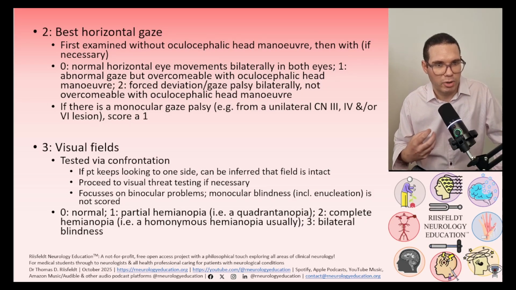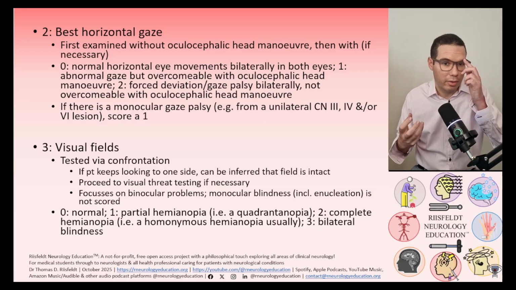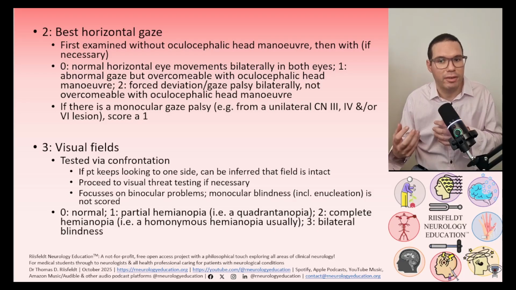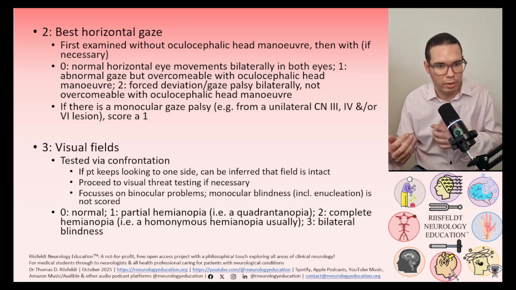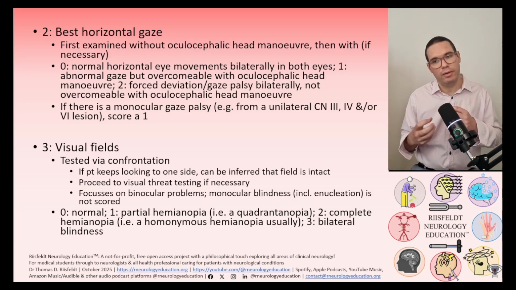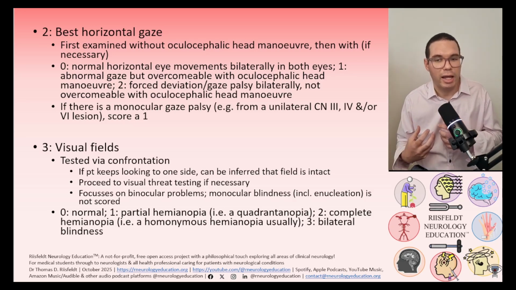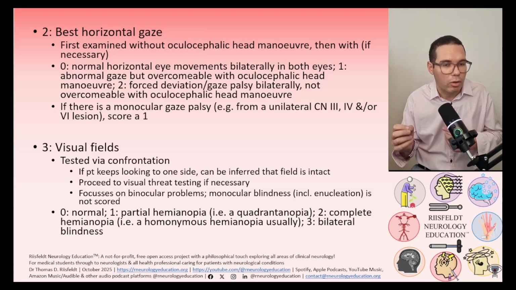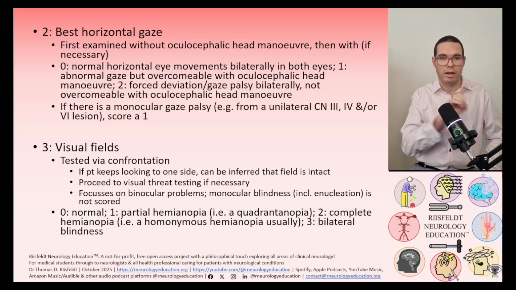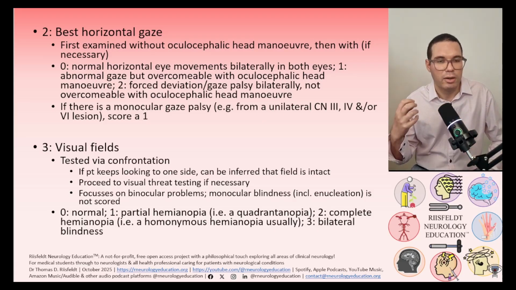The next item is item number 2, which is the patient's best horizontal gaze. So this is first examined without the oculocephalic head maneuver, and then if necessary, it's examined with the oculocephalic head maneuver. And it's just like the way that we examine extraocular movements when we're doing our cranial nerve examination, except that we're just focusing on horizontal gaze. We don't care about vertical, we don't care about up and to the left, down and to the right. We're just doing left and right, and we're looking at both eyes.